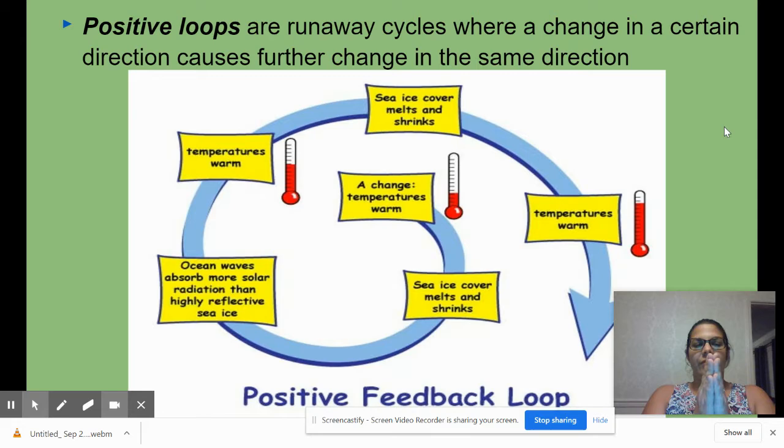Okay. So a positive loop is like a runaway cycle. A change in one direction causes further change in the same direction. Here, the example that's used is the temperature warms, so sea ice cover melts and shrinks. Ocean waves then absorb more solar radiation than the highly reflective sea ice, and then temperatures warm, and then more sea ice cover melts and shrinks, and then temperatures warm. It's this loop of one thing leading to another, and it gets worse and worse and worse. So that's your positive loop. It's going in the same direction. Nothing's making it tick back, right?